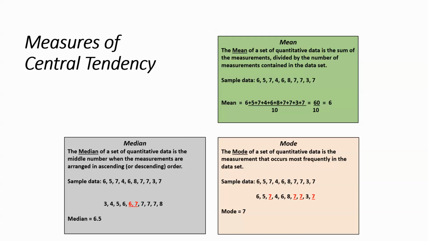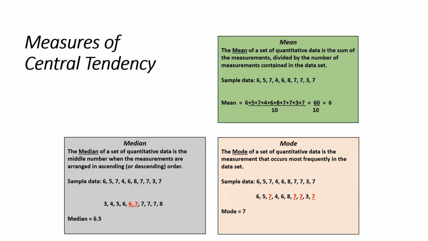If we take a look at the median in the purple box in the bottom left, the median of a set of quantitative data is the middle number when the measurements are arranged in either ascending or descending order. So here's the same sample data set as I had for the mean, arranged from smallest to largest, and you can see that I have an even number of data. So what we do when that happens is we take the two center points, 6 and 7 in this case, and take the mean of those. So 6 plus 7 equals 13, divided by 2. It gives us a median of 6.5.